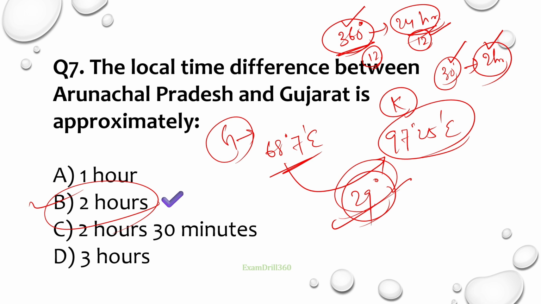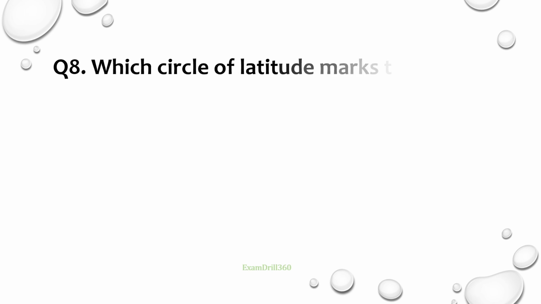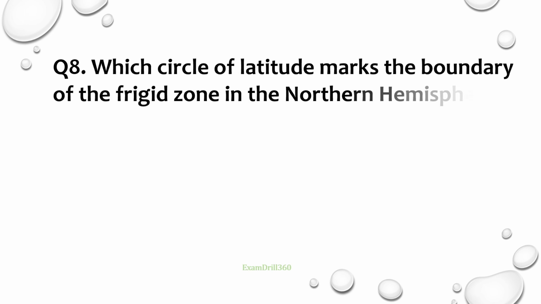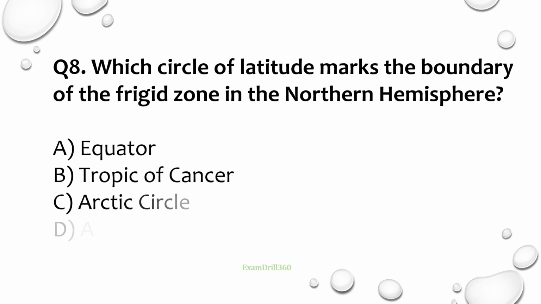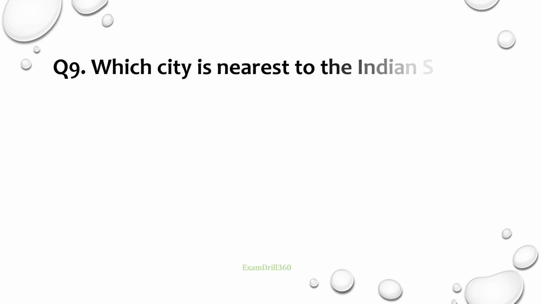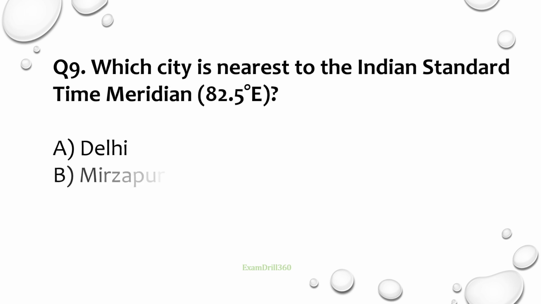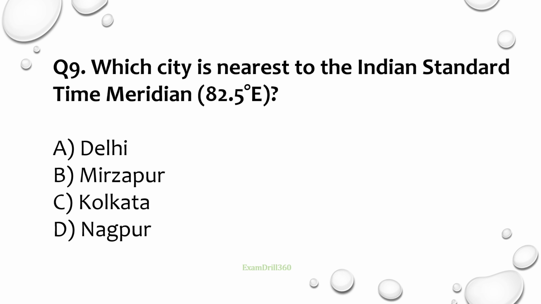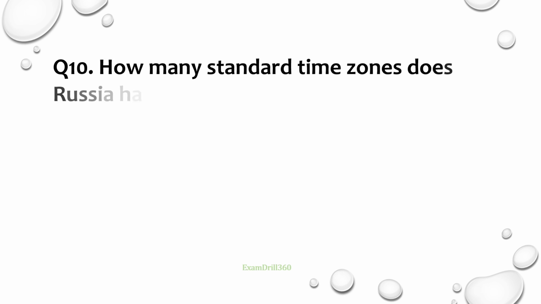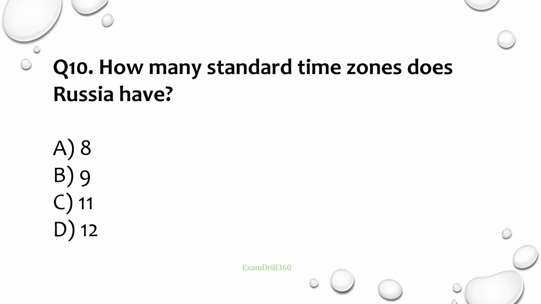Now let's come to the 8th question. Which circle of latitude marks the boundary of the frigid zone in the northern hemisphere? Correct answer is Arctic Circle. Question number 9. Which city is nearest to the Indian Standard Time meridian 82.5 degrees east? Correct answer is Mirzapur. Question number 10. How many standard time zones does Russia have? Correct answer is 11.